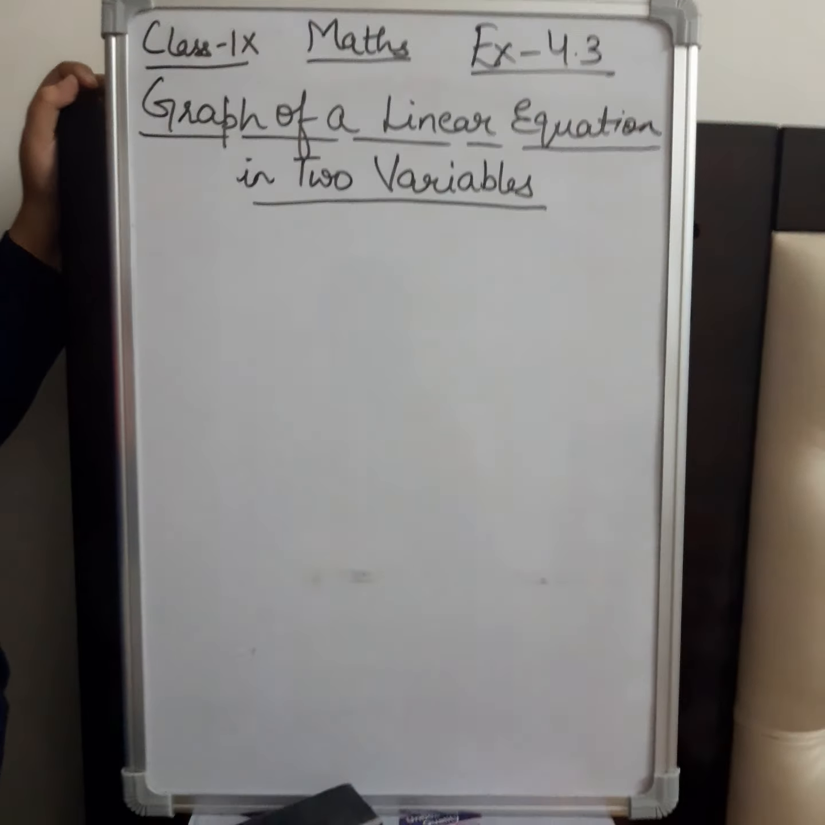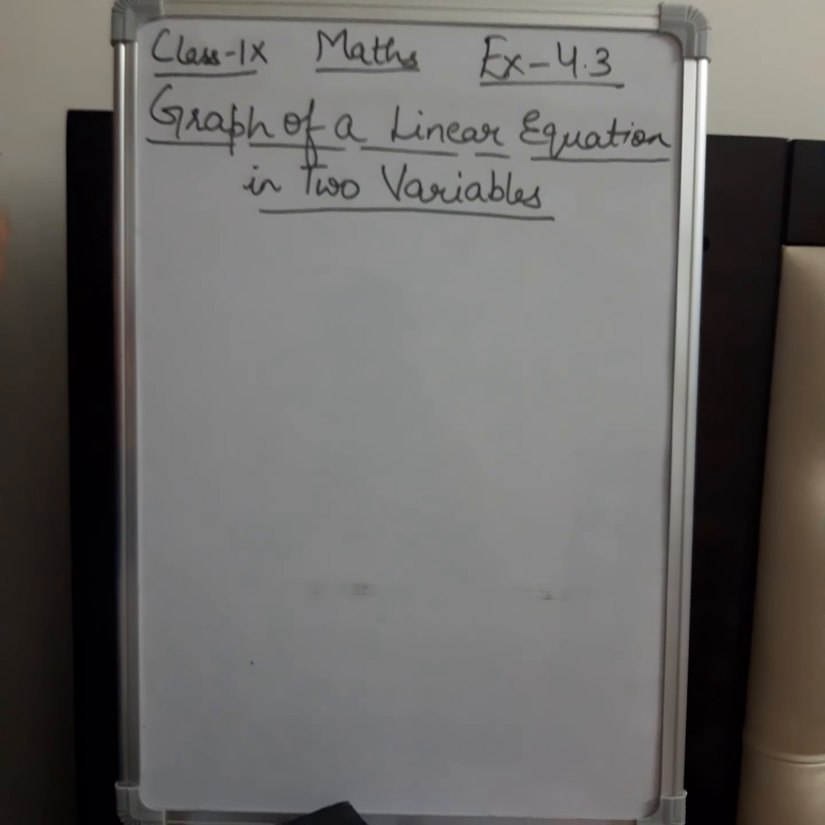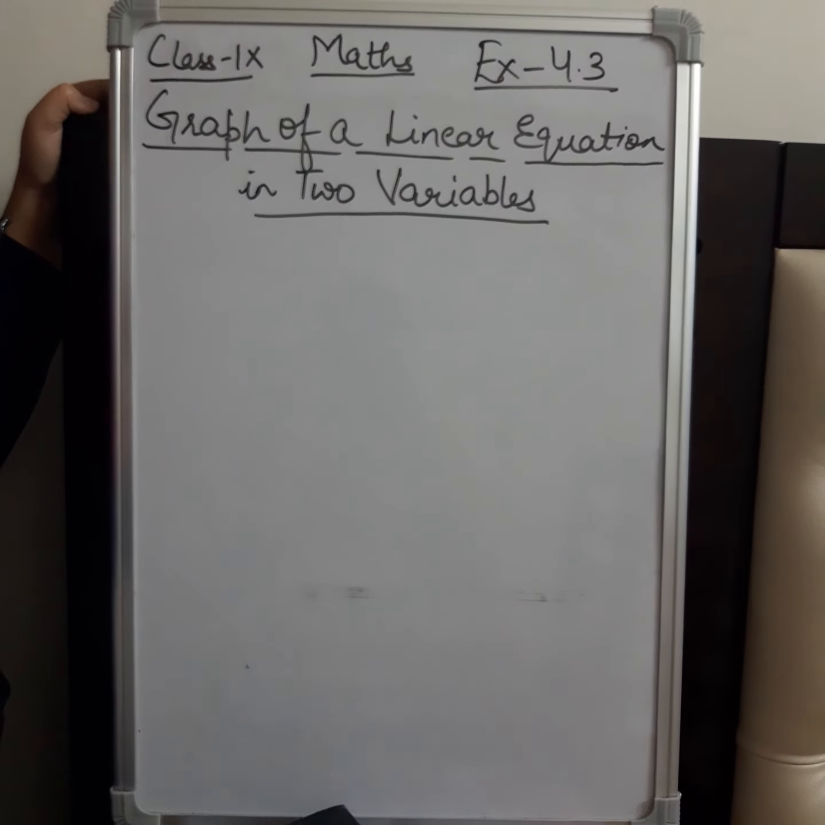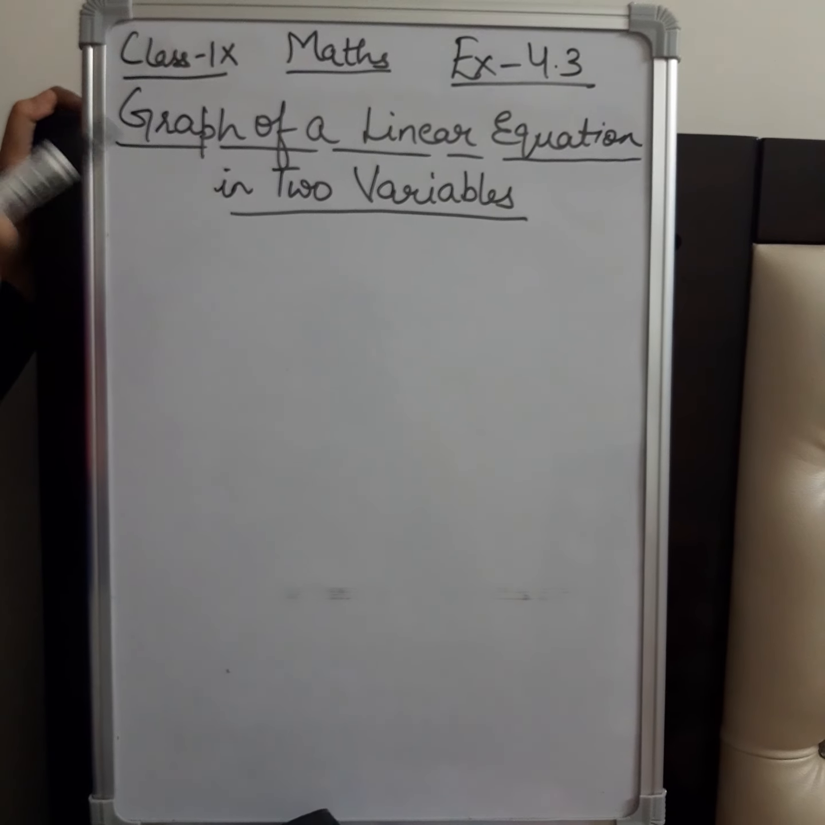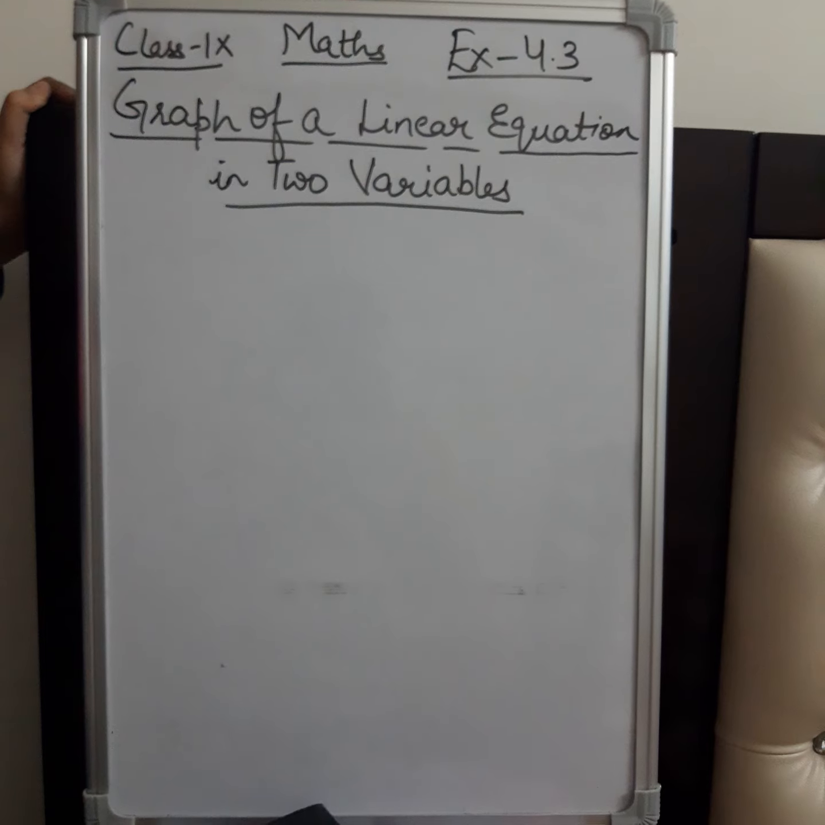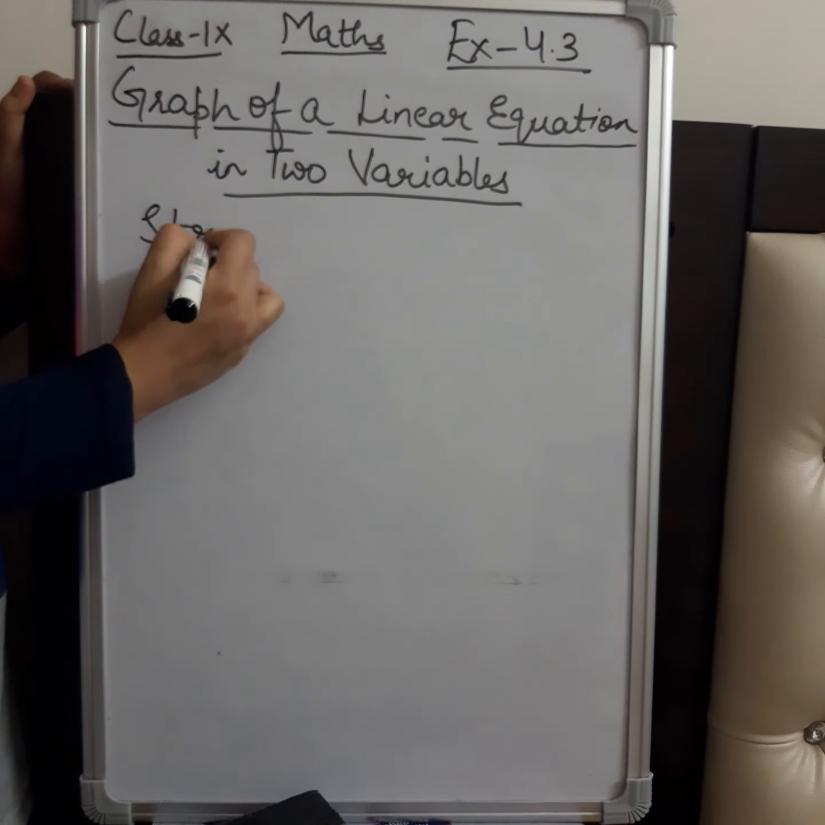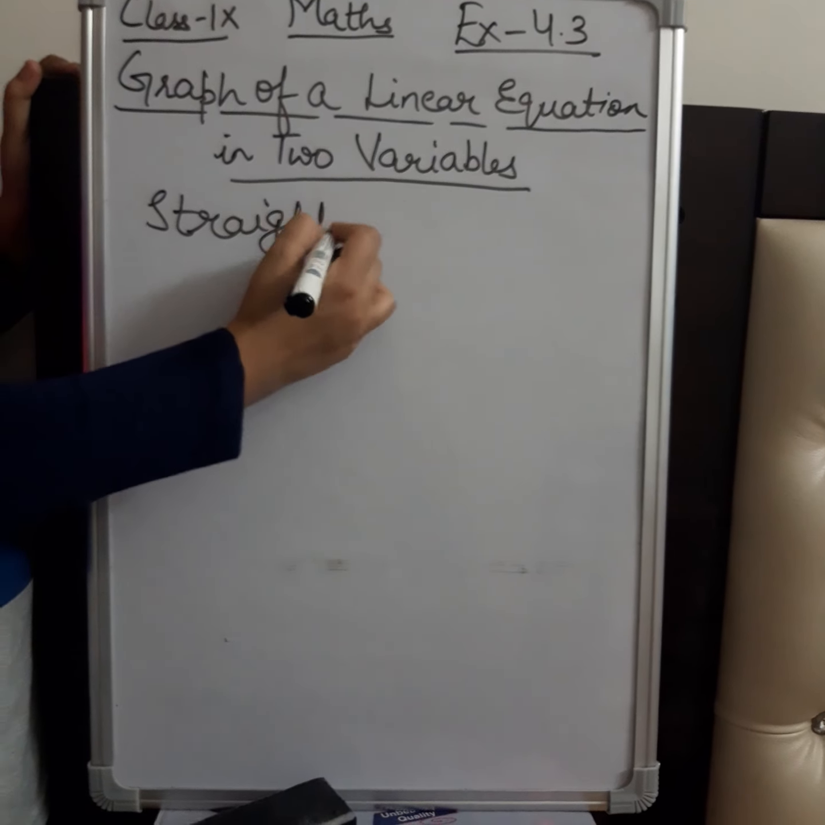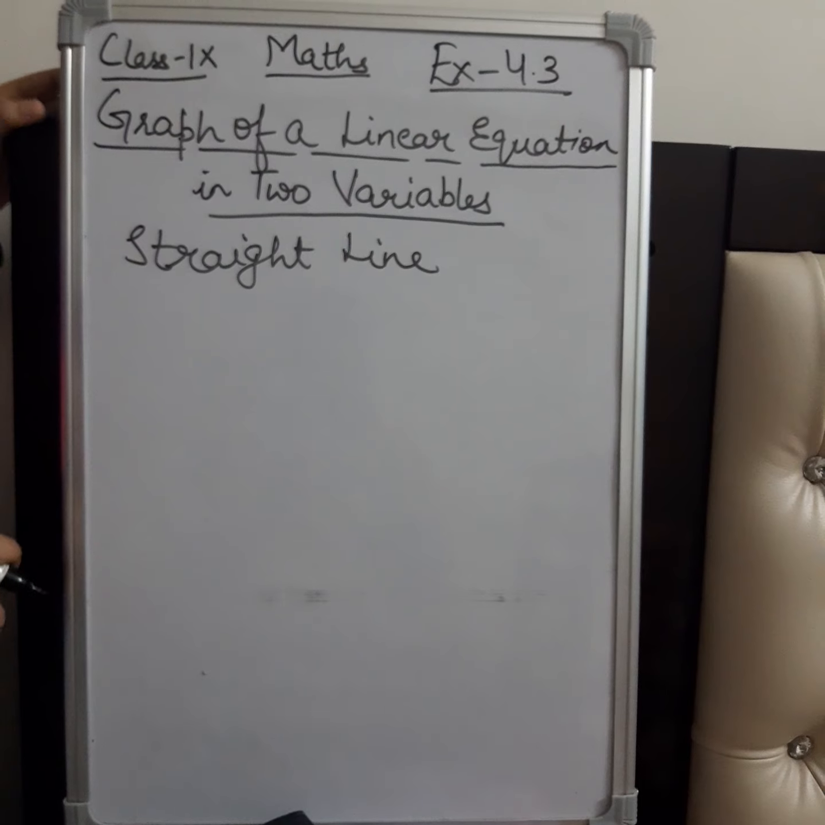Now next topic is graph of a linear equation in two variables. In the previous chapter we have studied how to plot points in a graph. Here also we will be plotting points and we will join them, and we can see that always for a linear equation we will get a straight line after joining the points. Fine. So it will be more clear with the help of examples.